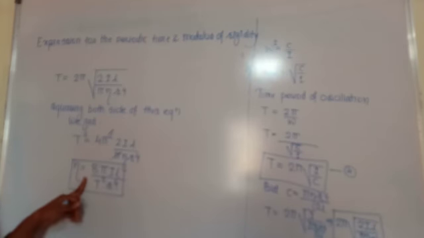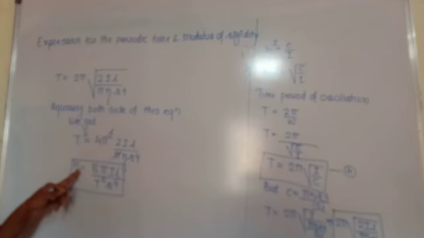By using this equation, we can calculate the modulus of rigidity of the wire which we use to connect the torsional pendulum to the rigid support. So this is the modulus of rigidity of the wire, and by using this equation, we can calculate it.